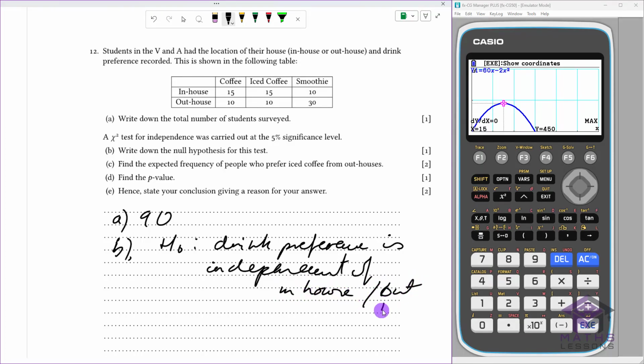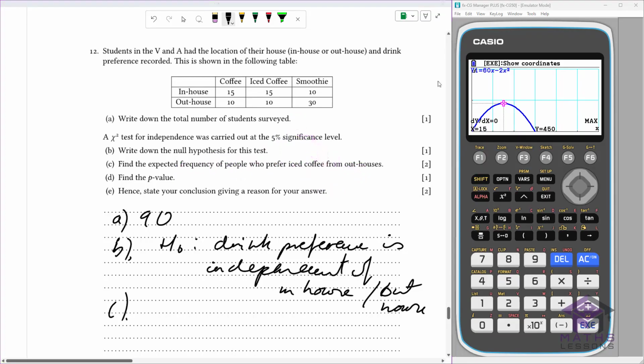Outhouse, you might say it's just drink preference is independent of the house you're in. C, find the expected frequency who prefer iced coffee from outhouses. Now I'm going to show you how to do this with your calculator. If you don't want to do it with your calculator, you need to do it by hand.